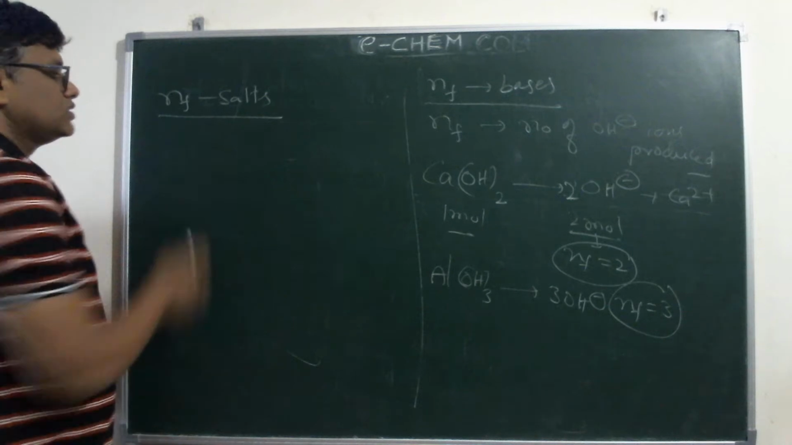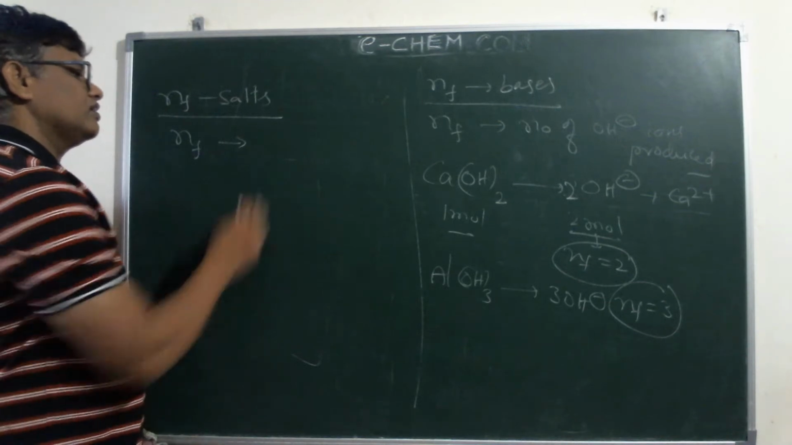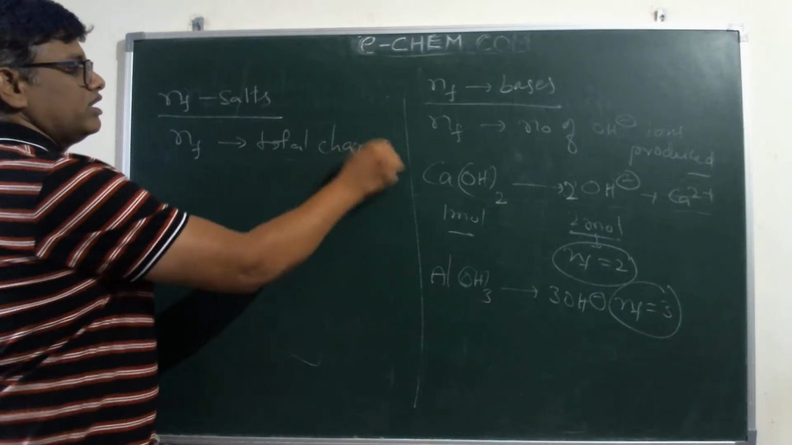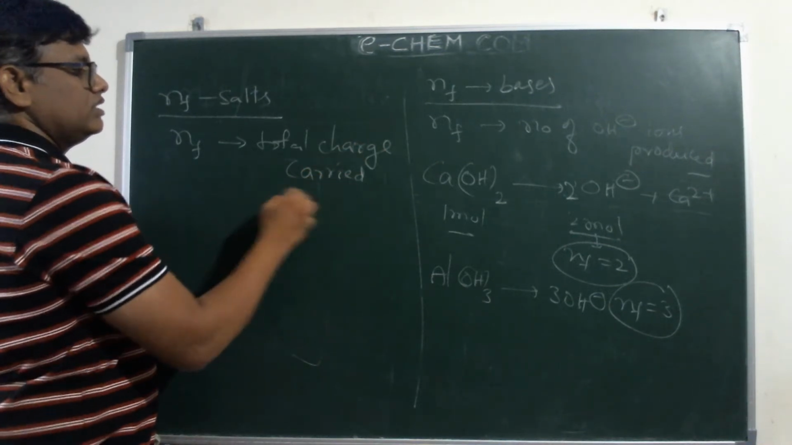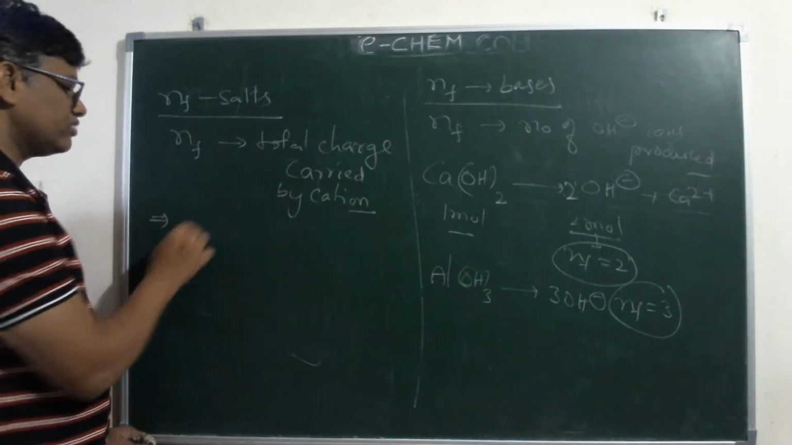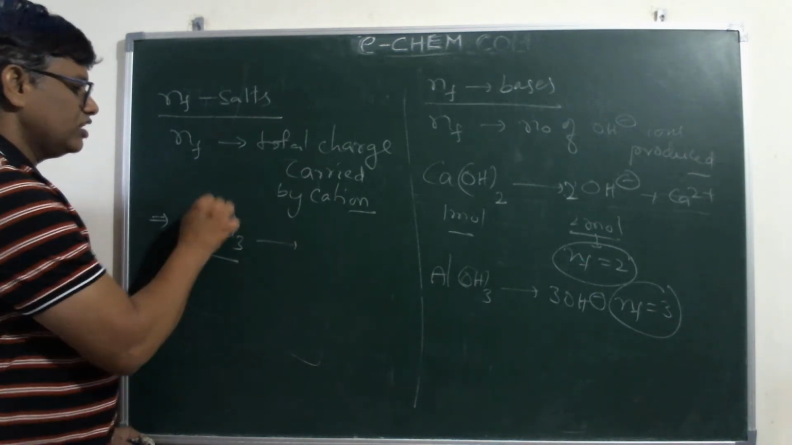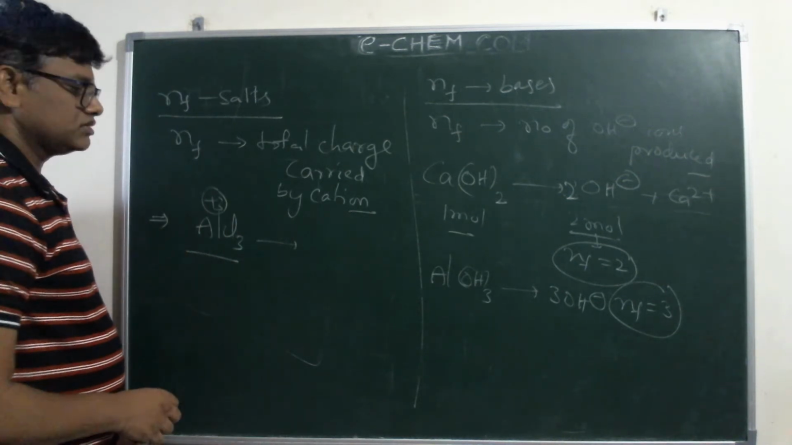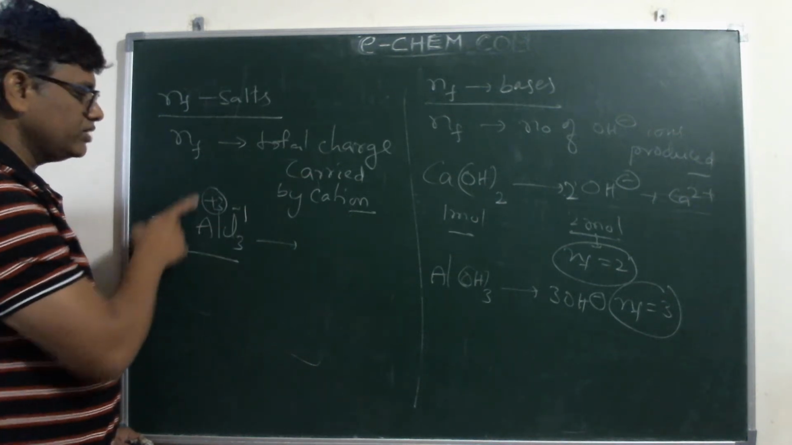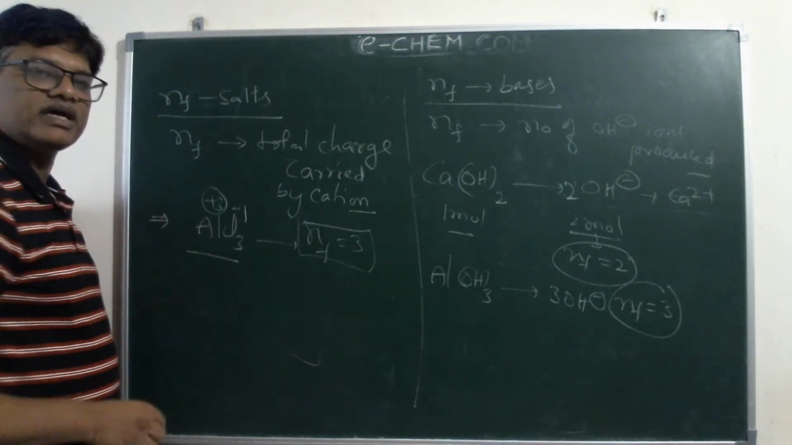As I told, to calculate the n factor for a salt, you need to take the total charge carried by the cation. For example, I want to calculate the n factor for aluminium trichloride. Now this is a salt. In this, aluminium carries a plus 3 charge, right? Each chlorine carries minus 1, and 3 chlorines give minus 3, so obviously aluminium should carry plus 3. So obviously the n factor to be taken is equal to 3.